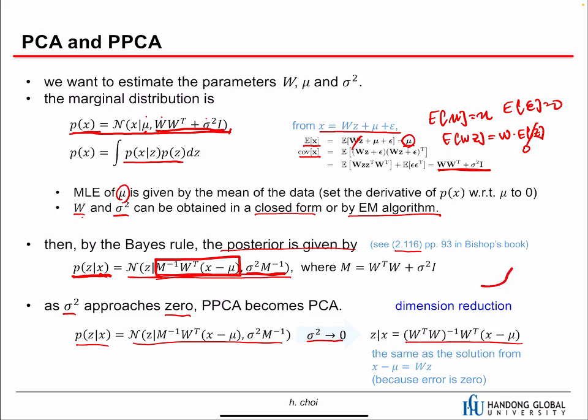Think about this Gaussian distribution. When sigma square is 0, it will look like this. Then given x, z will be here. It's fixed. This one is the same as the solution from this, and this one is actually the solution from the regression. We're going to talk about that in the regression chapter.